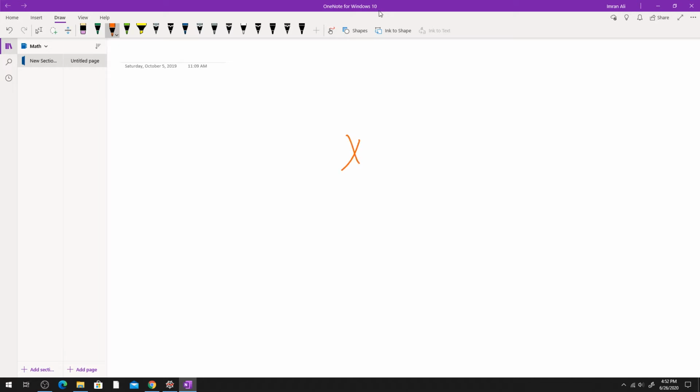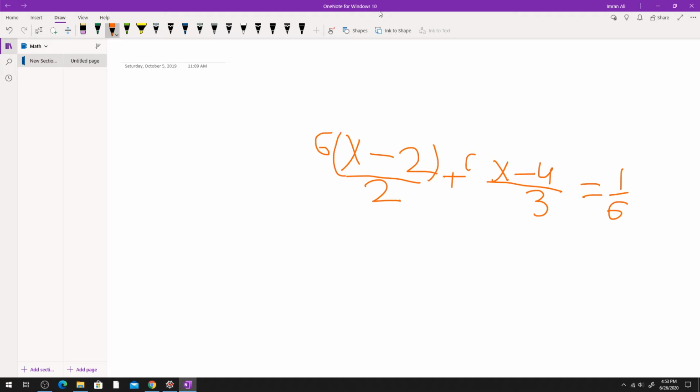It's going to be (x minus 2) divided by 2 plus (x minus 4) divided by 3 equals 1/6. So again, the first thing we want to do here is find the LCM of all these numbers, which I can immediately tell is 6. Multiply it like that. And of course, you want to multiply it by 6 at the end.